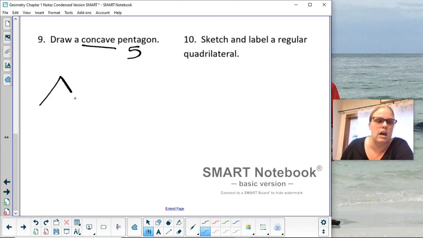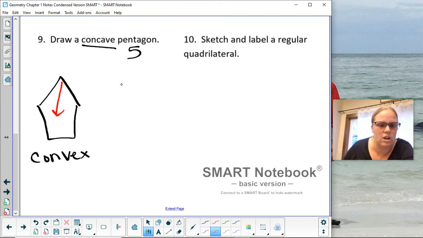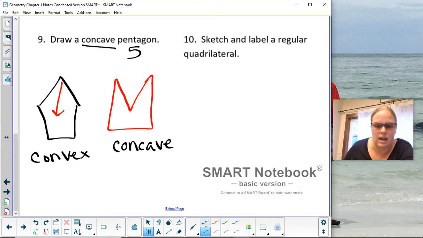So if I draw a convex pentagon, this is convex, that's the typical one that we see. I want to take one of these corners and poke it in so that it's caving in. If I take this top corner and pull it down into the shape, I still have my 5 sides, but now it is concave. So both of these are pentagons, but this one is concave. And again, that's because if I were to connect all of the diagonals, at least one of them would be on the outside.